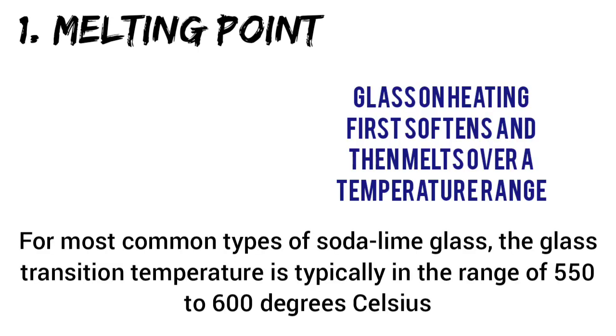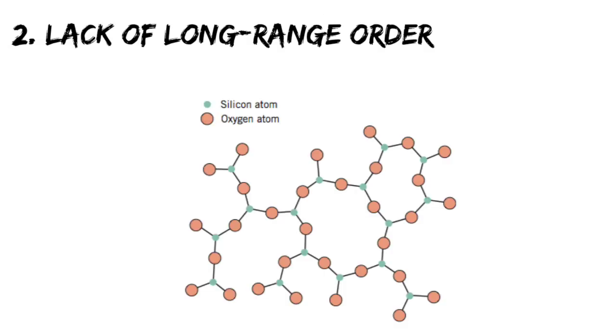Instead of a sharp melting point, they tend to soften gradually over a range of temperatures. They do not undergo a distinct phase transition from solid to liquid. Second, lack of long-range order. Non-crystalline solids do not exhibit a repeating pattern throughout their structure. The arrangement of atoms or molecules lacks periodicity, making it difficult to determine a specific crystal structure.